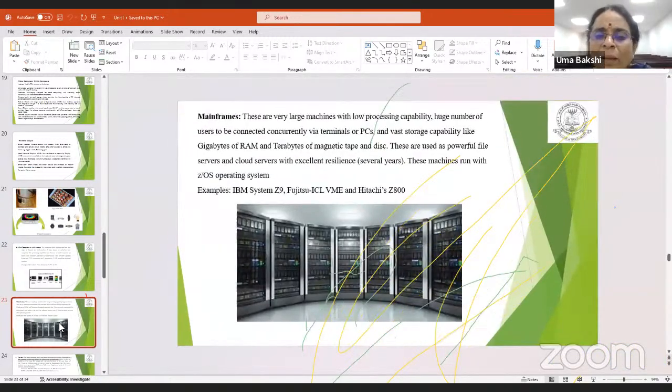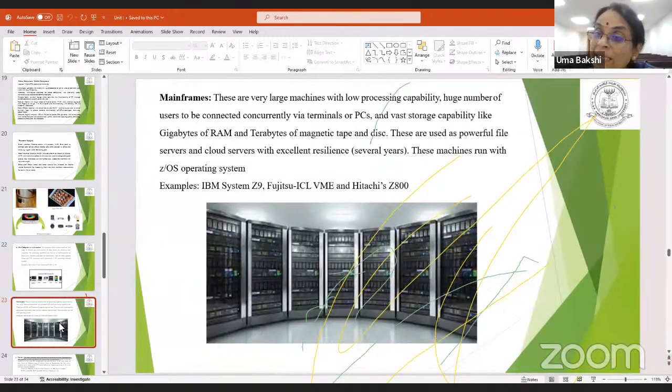So, next one is called the mainframes. Mainframes means it is so big. When I was studying in the university, I went to see the IBM mainframes. It was this big, so big that you cannot even understand what signals are going from where to where. That big a machine it is. So IBM started with big gigabytes of RAM and terabytes of magnetic tapes and disks.